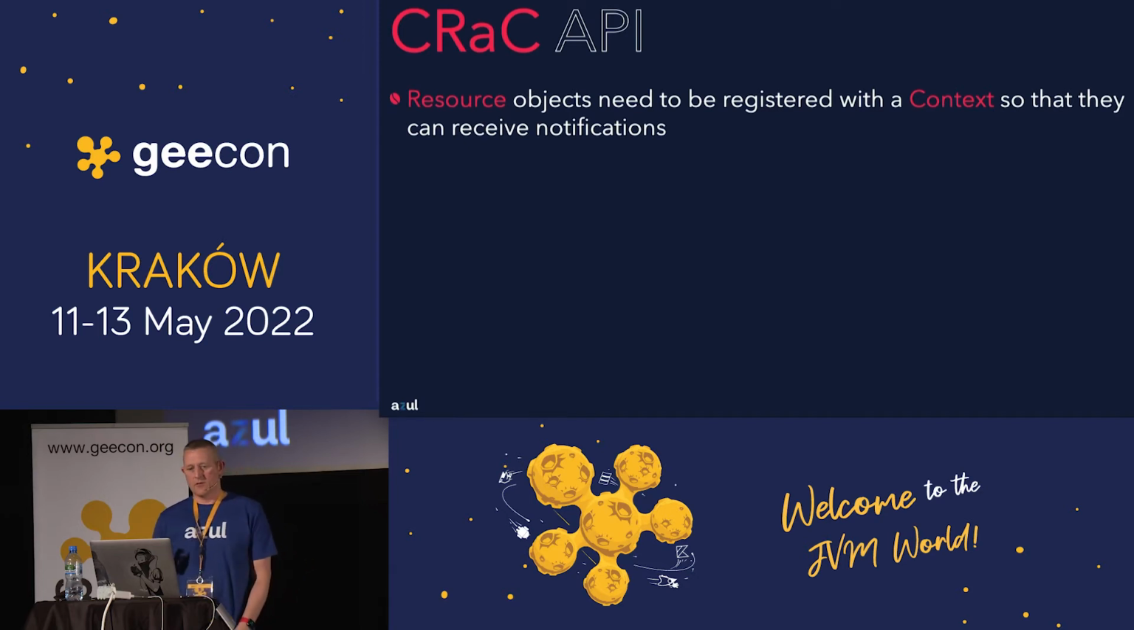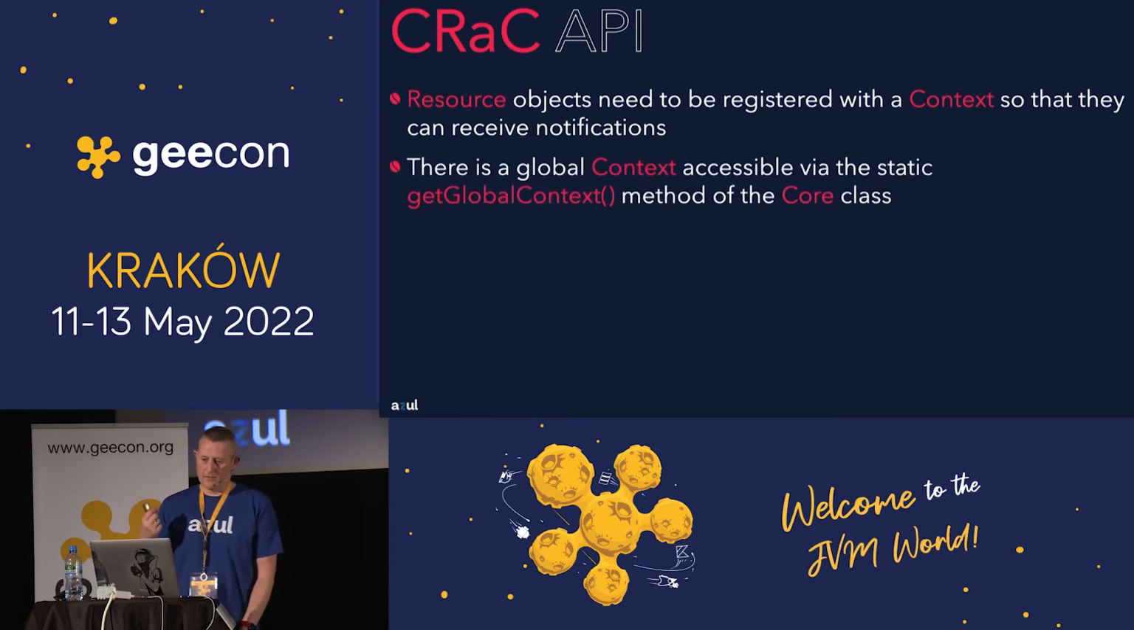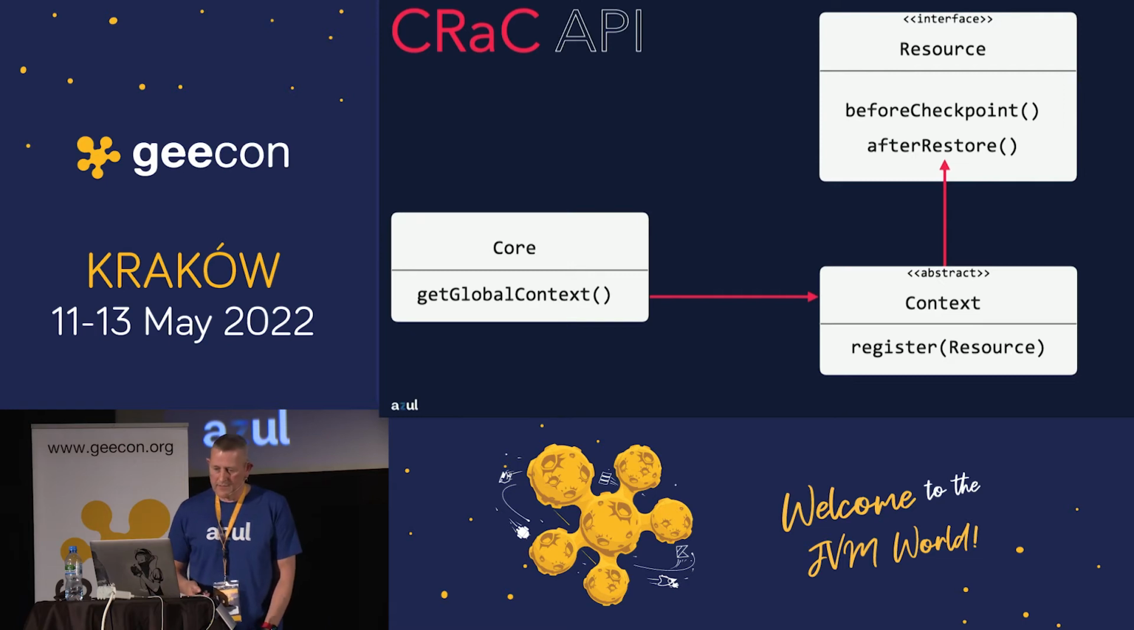So that means the resource objects need to be registered with a context so that they can receive notifications. There's one specific class that takes care of calling all these resources, and also calling them when they get restored. This is called the context, and you can get it by Core.getGlobalContext. I will show you some code later on. So this is in principle how it works. You have your class, you implement the interface that gives you the before checkpoint and after restore, and then you register this class to the context. Right? It's pretty simple.